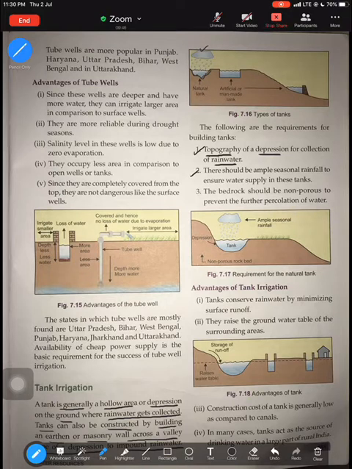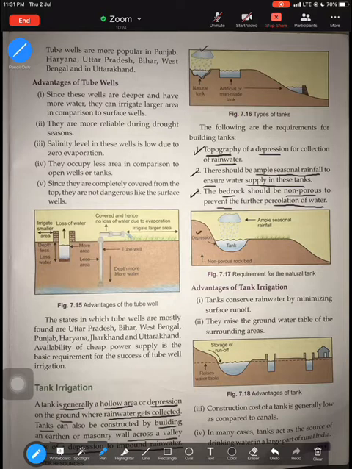Second condition that is required, there should be ample seasonal rainfall to ensure water supply in the tanks. You must ensure that there is ample seasonal rainfall, so that the water in the tank gets collected. Third, the bedrock should be non-porous to prevent the further percolation of water. So non-porous meaning a type of rock, hard rocks which don't seep in water. So the water should not seep in further down, rather it should be stored in the tanks for further use.